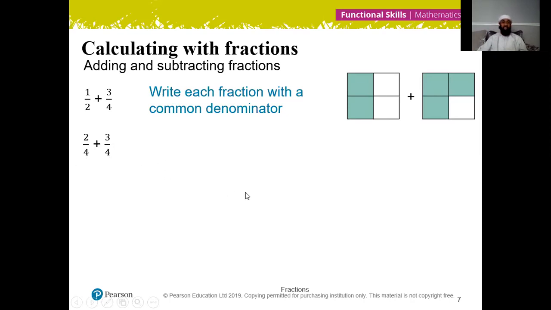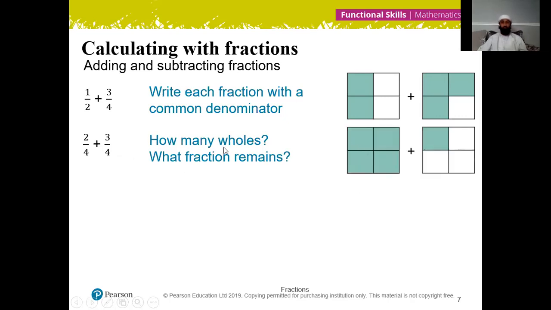Now all I've got to do is add them together. How many wholes and what fraction remains? 2 plus 3: 1, 2, 3, 4, 5. It's 5. And how many whole squares do I have? I've got 1 whole square, and I've just started with another. So what can we do? I've got 5/4. You know the denominator here, just leave it as it is. In the final answer, all you do is add the numerators. 2 plus 3 equals 5, 5/4.